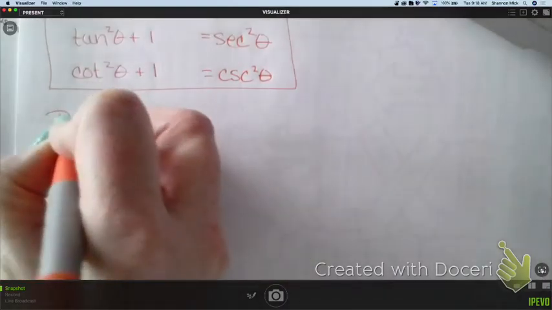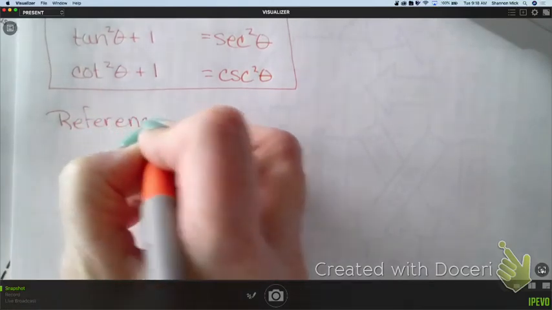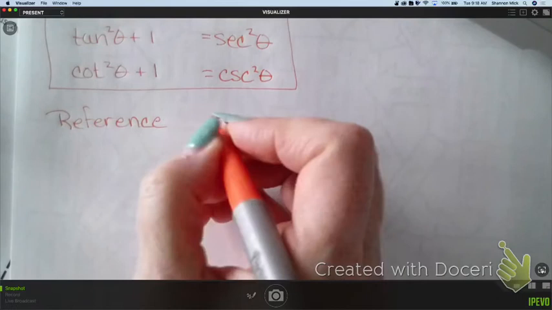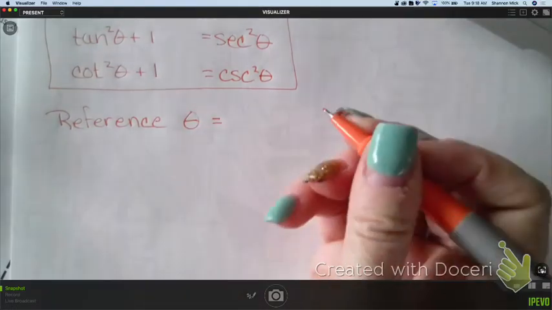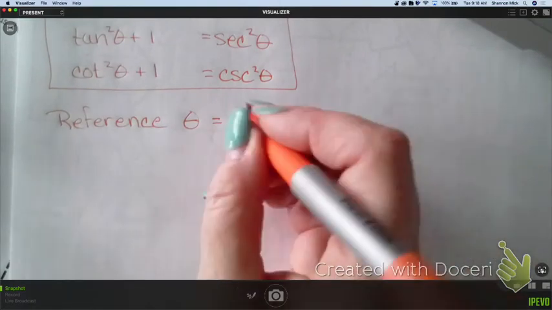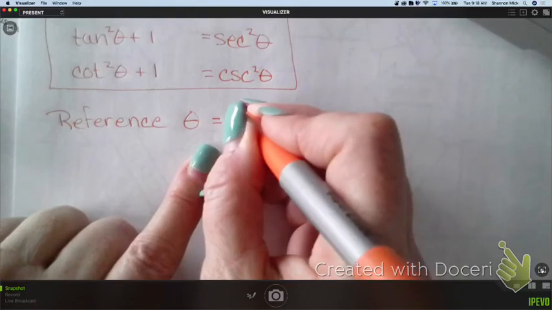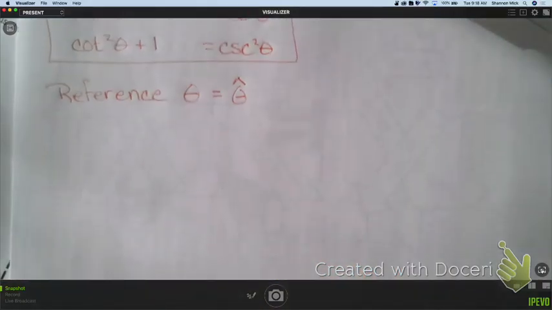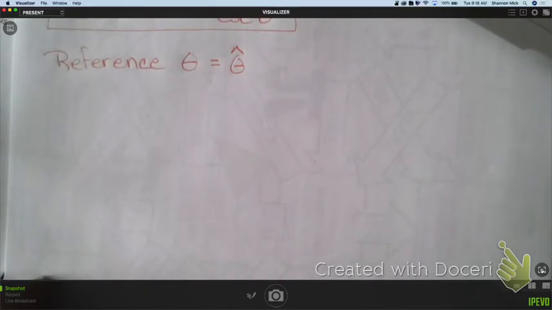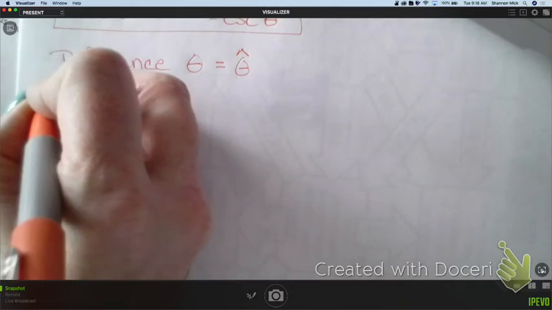See, this whole assignment's kind of a review. Okay, reference angles. What is a reference angle? What's my symbol? It's theta with the party hat, right? Because it's supposed to make my life easier. And reference is, you guys said it, the distance from where? The x-axis.